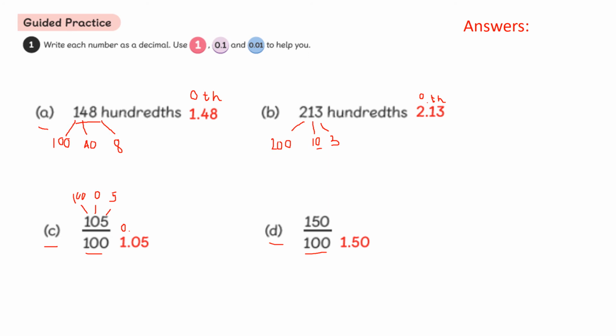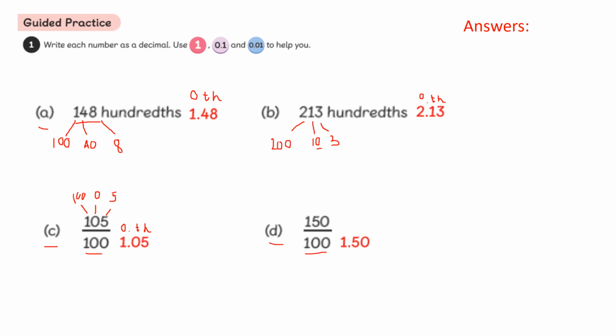So if I put that here below, we know that 105 tenths is the same as 1. We've got 0 tens, and then we've got 5 hundredths. So that would be written as a decimal 1.05. Now, last but not least, I'm not going to talk it through the same way because hopefully it's clicked by now. 150 hundredths would be written as a decimal as 1.50.